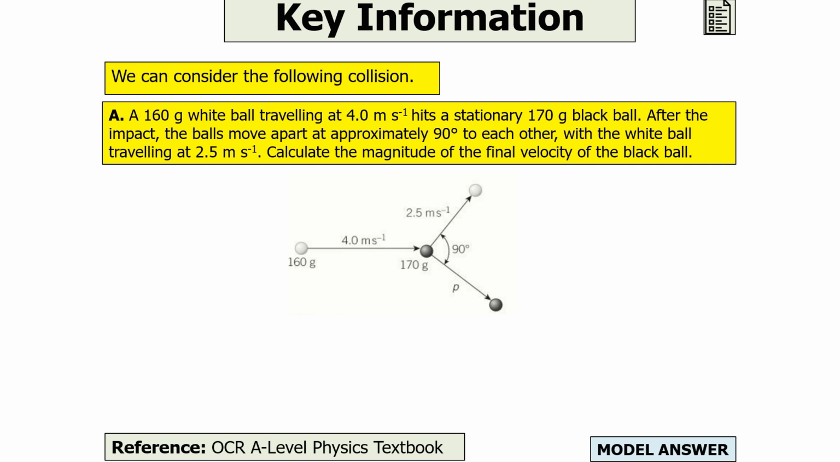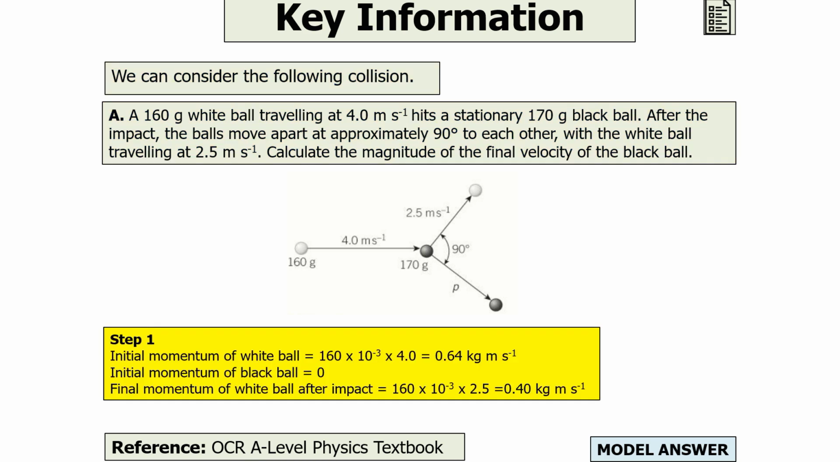So let's have a look at the following collision. A 160 gram white ball travelling at 4 meters per second hits a stationary 170 gram black ball. After the impact, the balls move apart at approximately 90 degrees to each other, with the white ball travelling at 2.5 meters per second. Calculate the final velocity of the black ball. So step 1 is to find the initial momentum of the white ball. So it's 160 times 10 to the minus 3 times 4, which is 0.64 kilogram meters per second. The initial momentum of the black ball is 0 because it's stationary.